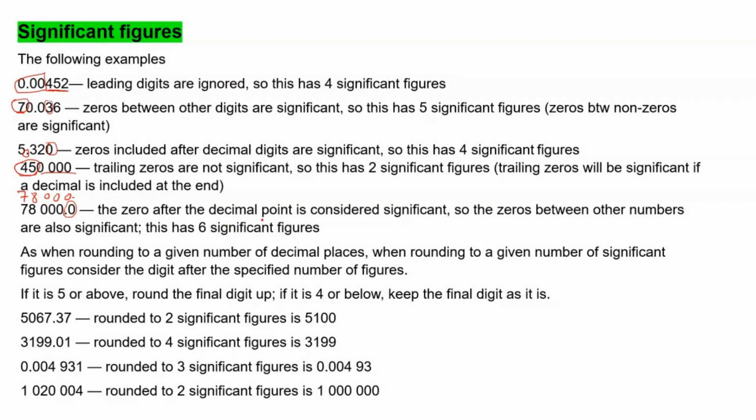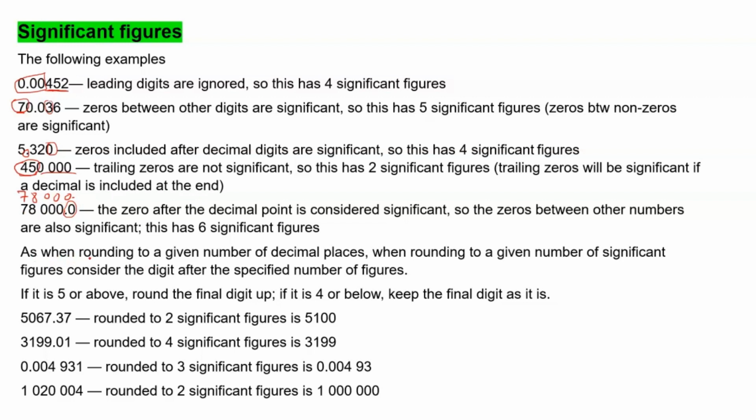The zeros after the decimal are considered significant. So the zeros between other numbers are also significant. So this has 6 significant figures. So in this case here, this is 6 significant figures.